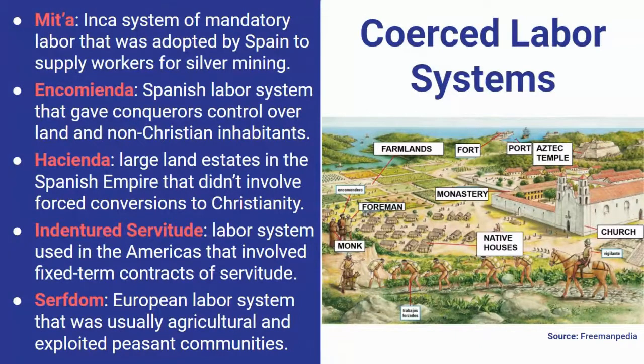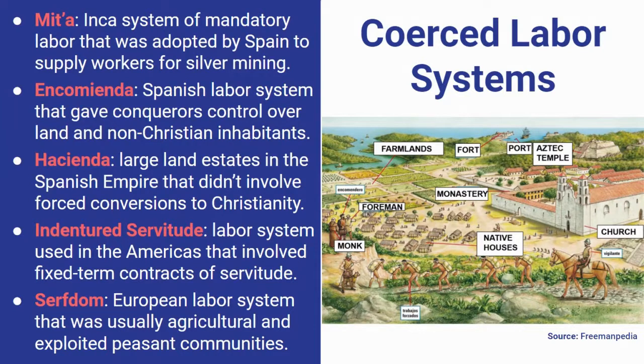So just remember, this is actually from, I think, 4.4, but there were these coerced labor systems that were used in the Americas, like the Mita, which was the Inca system that was adopted by the Spanish, the encomienda and hacienda systems, which were kind of feudal-like in different ways, although hacienda was more manorial. You had indentured servitude, where people came to the Americas and were essentially enslaved for a period of time, but at the end of that period of time were free to go.